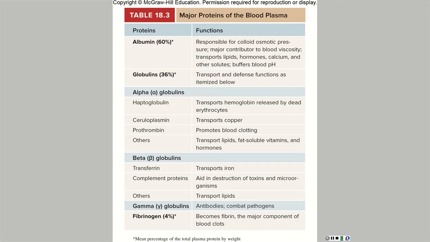And here's a lot of what I was just talking about. This is also on page 673 of your textbook. It's just looking more in depth at those proteins, which I just talked about. Albumin, again, responsible for the osmotic pressure. Globulins: alpha globulin, beta globulin, gamma globulin, transport, and antibodies. And then finally, fibrinogen.